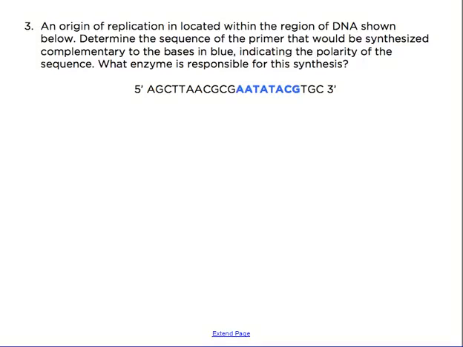Question 3. An origin of replication is located within the region of DNA shown below. Determine the sequence of the primer that would be synthesized complementary to the bases in blue, indicating the polarity of the sequence. What enzyme is responsible for the synthesis? Now remember, for DNA replication, which is done through the DNA polymerase, that DNA polymerase can't initiate the synthesis of a strand by itself. It can only add to a free 3' end, which means that it needs a primer. Now primer is actually a short sequence of RNA, and this is done by the enzyme called DNA primase.